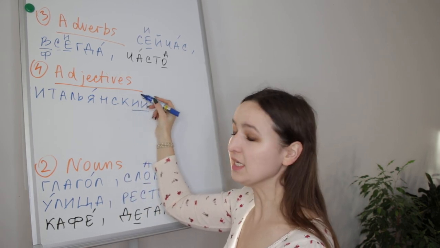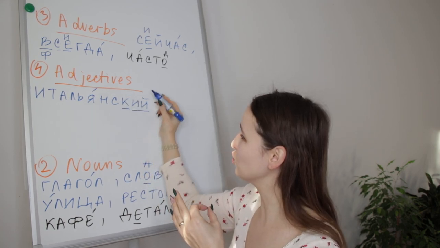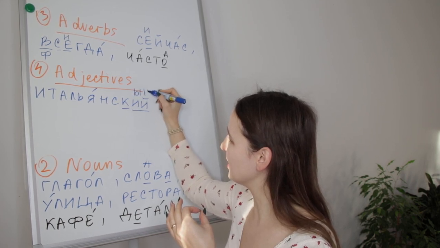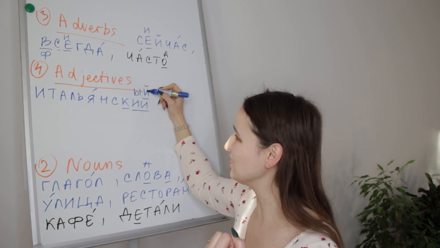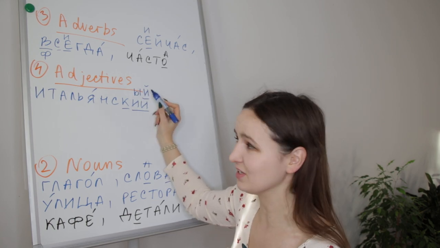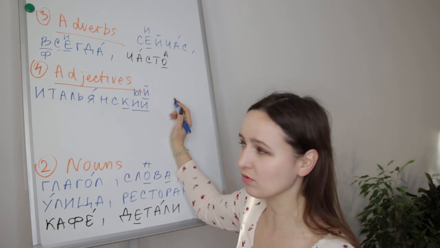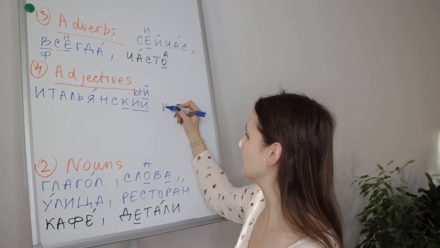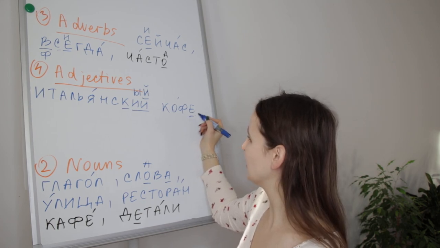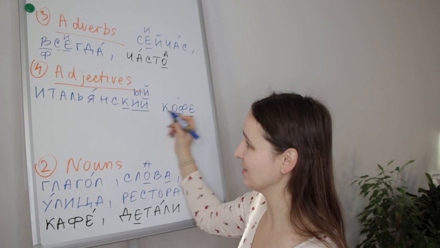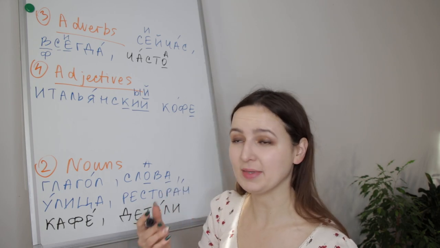Итальянский. The ending is ый. This is a masculine ending, but for situations when we have К letter, which does not support Ы after it, we use the И ending. Ый ending is the most common ending for masculine adjectives, but we can't use it here because К does not support Ы after it. So it will be итальянский, Italian, and of course it will be followed by a masculine noun because we have an ending -ий here. And let's write coffee, because кофе in Russian language is masculine. Although it ends in -е and it looks like neuter, it is masculine. Итальянский кофе. Now feminine. Итальянская.